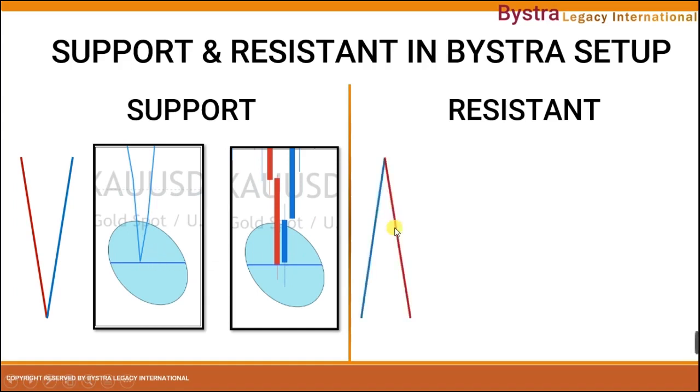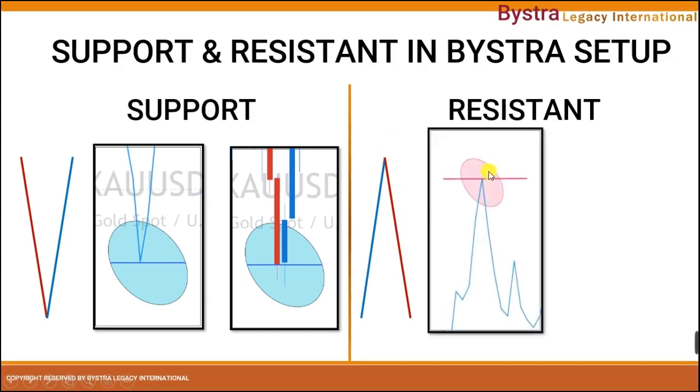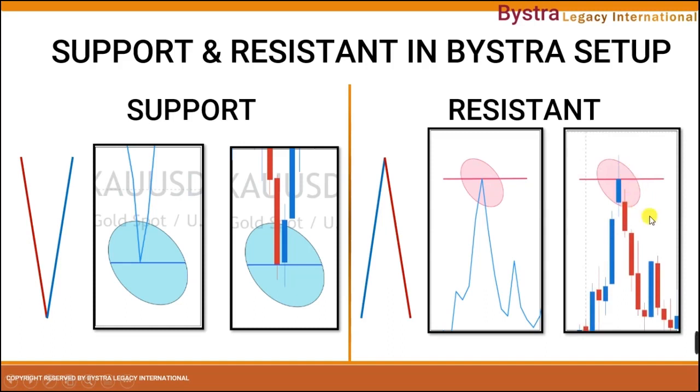Next, on the resistance, it is the capital letter A. So the capital letter A will be our resistance. If we change it to the line chart, it will look something like this. See, this is a very sharp A. So we mark the horizontal line at the edge of the A, as highlighted in this ellipse shape here. So this is also considered a strong resistance. If we move to the candlestick chart, it will look something similar like this.